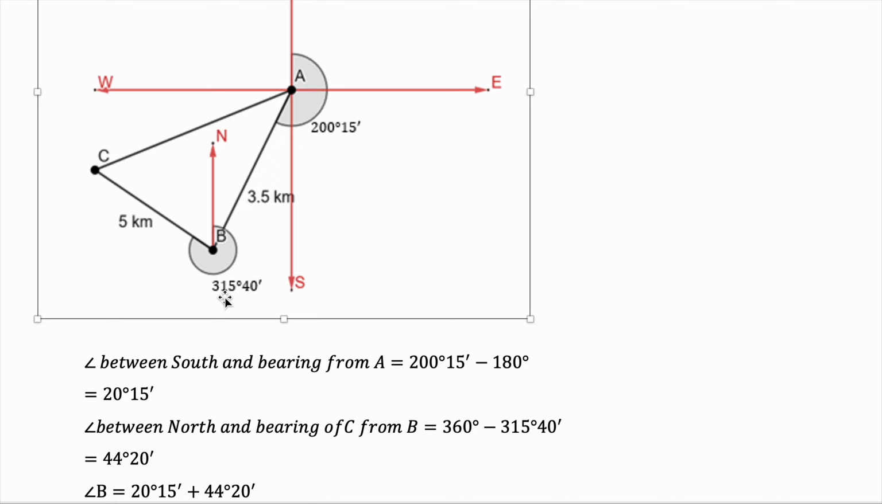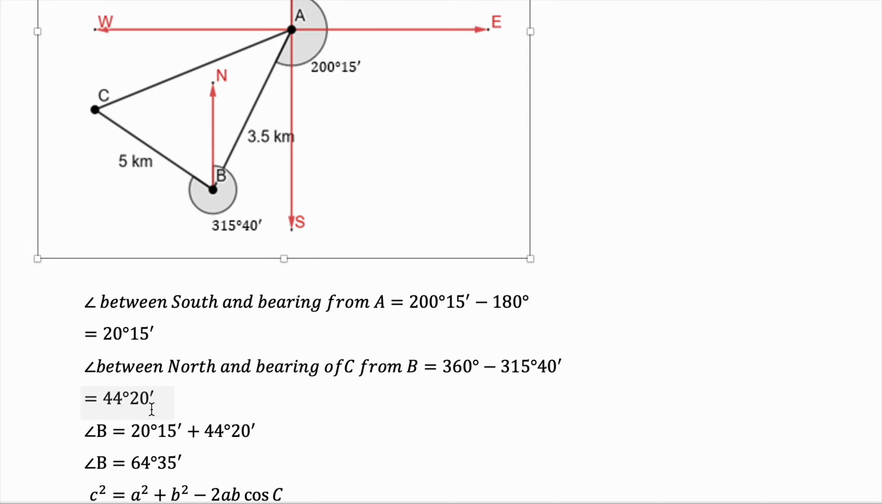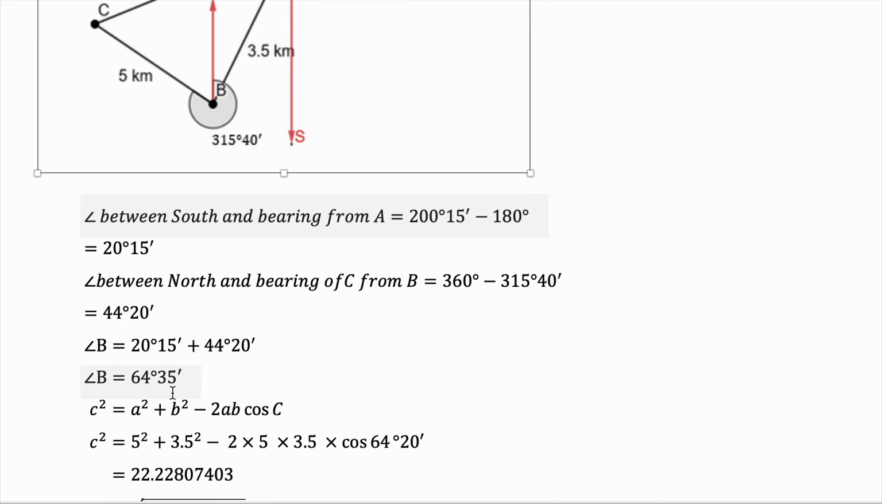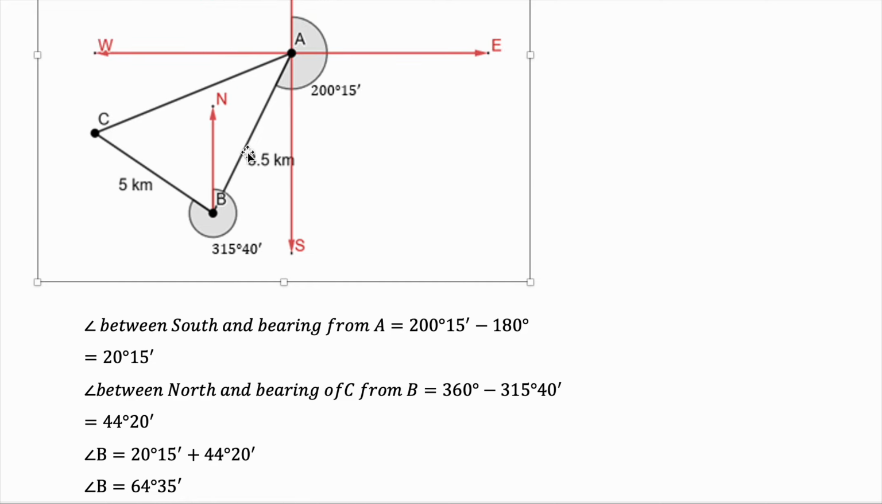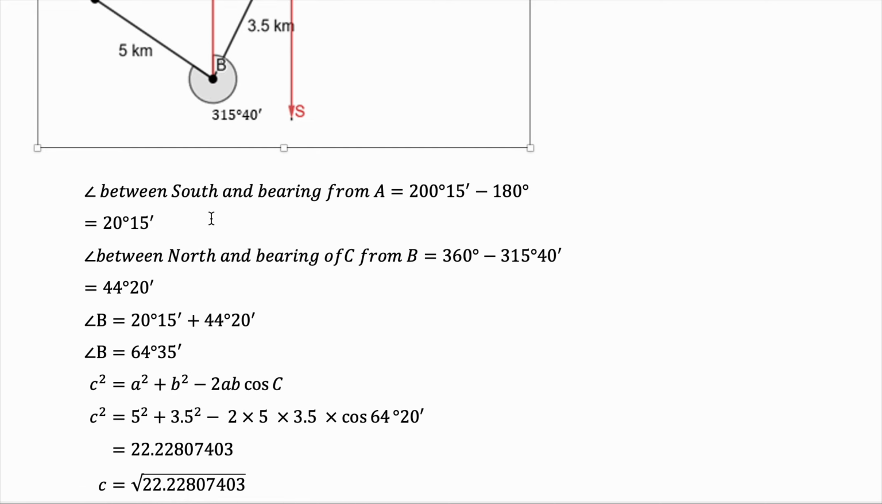So 360, take away this, you will get some number, and to that number make sure to add 20. This we know precisely, so 20 degrees 15 minutes. So together it becomes 64 degrees 35 minutes. So we got this little piece and then we added in this little piece. And how do we know this little piece? Because it is an alternate interior angle. So I hope those angle measures are clear.